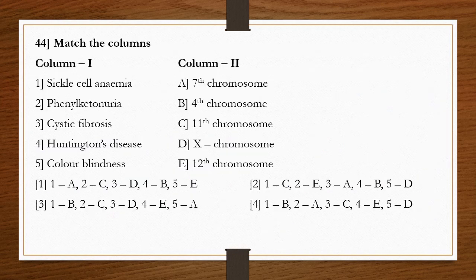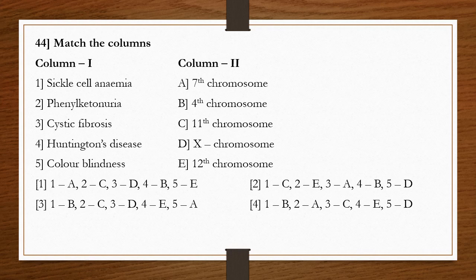Question number 44. Match the following, column 1 and column 2. 1. Sickle cell anemia. 2. Phenylketonuria. 3. Cystic fibrosis. 4. Huntington's disease. 5. Color blindness. Column 2: A. 7th chromosome. B. 4th chromosome. C. 11th chromosome. D. X chromosome. E. 12th chromosome. Let's see.